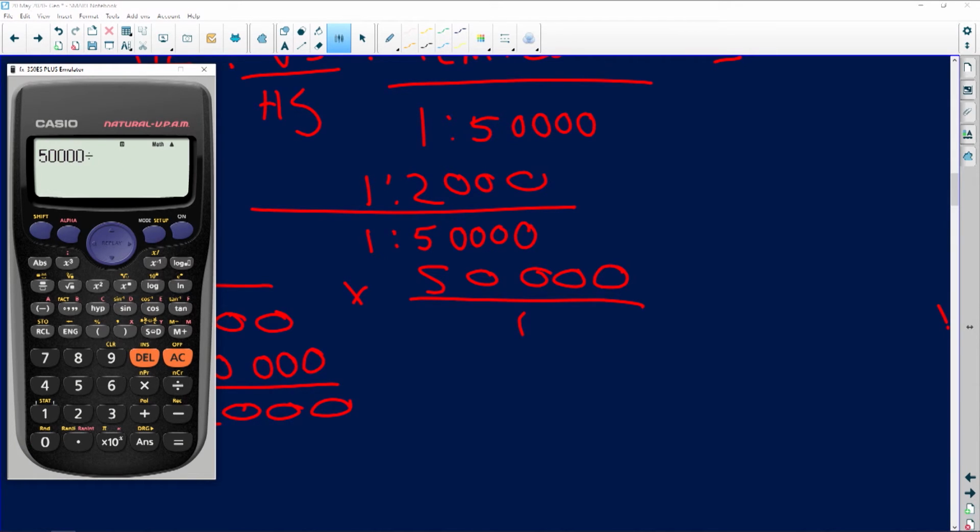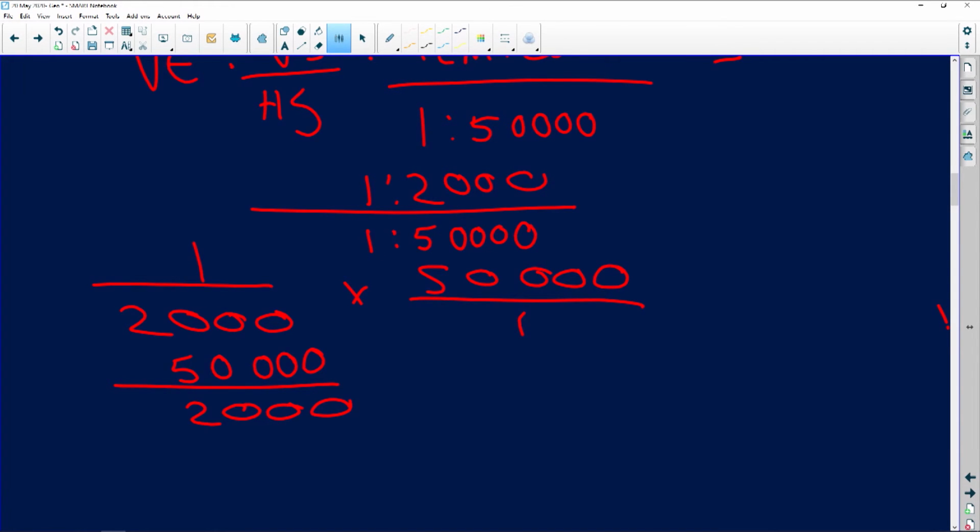50,000 divided by 2,000 equals 25 times. Okay, and that's how simple it is.